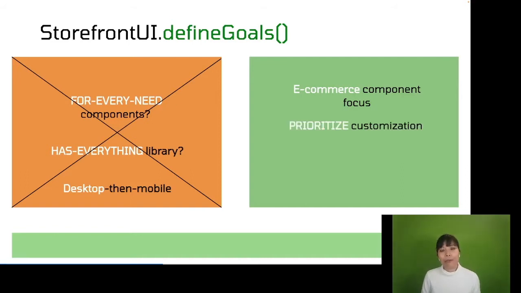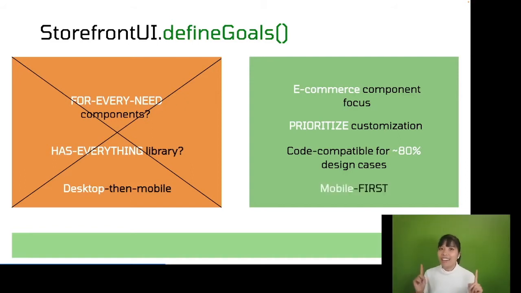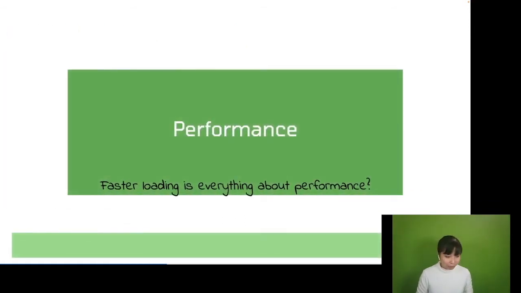Components have to be specific to e-commerce, and because of the nature of the industry, we prioritize customization so that the brand will be able to customize according to their look and feel. And because we prioritize customization, we only plan for the code to be compatible with 80% of the design cases. And lastly, importantly, mobile first. Why? Well, think about it. Do you ever do online shopping nowadays with a laptop, or are you just lying on your sofa and doing it over your phone?